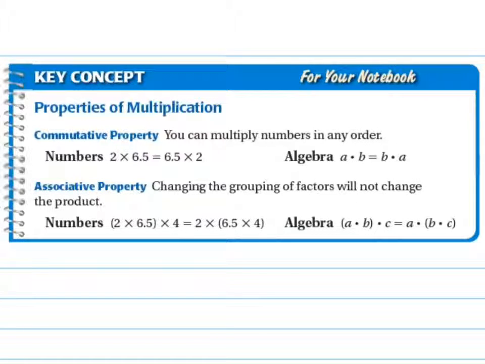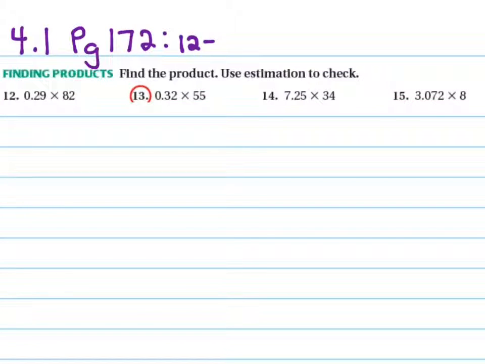And up here we have order. So order is our next key word that we want to focus on. So 4.1, page 172, we're going to start off on number 12. And to start off, you're going to see in your book it looks just like this, okay? That's how it looks, and I'm going to show you how I want you to work it.